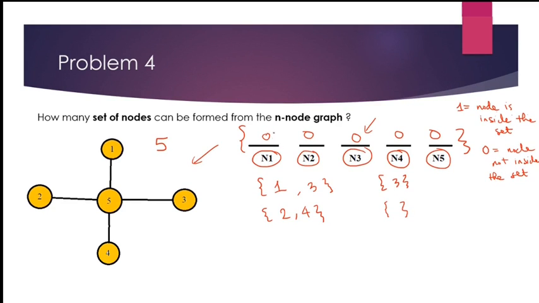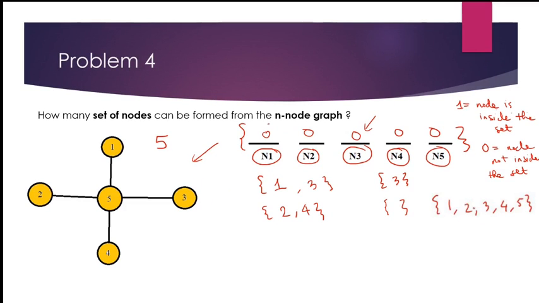And you can also guess that when every position is filled with number 1, then the set is going to contain 1, 2, 3, 4, and 5, which is all the nodes inside the given 5-node graph. This is when the case is going to be 1, 1, 1, 1, 1. So now let's ask this question: from 0, 0, 0, 0, 0 until 1, 1, 1, 1, 1, how many numbers can you generate between those two? And if you look at this, it just reminds you of binary numbers.